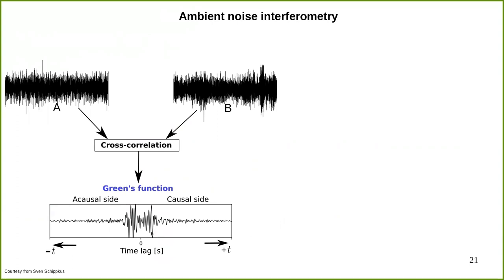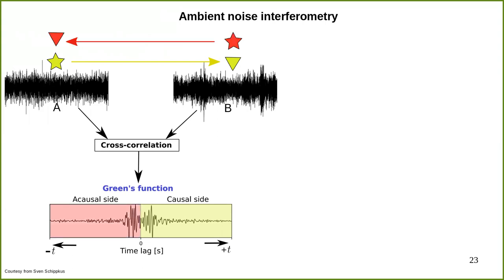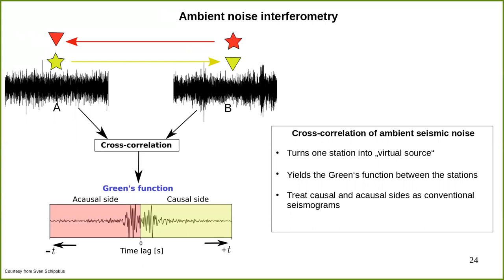Here we see a time-symmetric response, with positive lag times corresponding to the causal side and negative lag times corresponding to the acausal side of the cross-correlation. In the interest of time, I won't explain in depth why this works, but it is important to remember that the causal side can be interpreted as a seismogram that we would record if station A was a source and B a receiver, and equivalently, the acausal side reflects the seismogram recorded if station B was the source and A the receiver. So the main takeaways here are: cross-correlation of ambient seismic noise turns one station into a virtual source, and yields the Green's function between the stations, of which we can treat the causal and acausal sides as conventional seismograms.